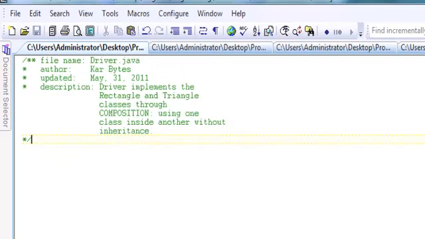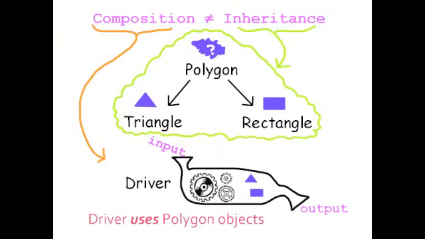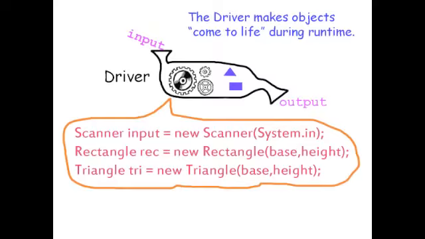Let driver be the class that implements rectangle and triangle. Since driver is not related to the Polygon family, it can only interact with the Polygon family members through composition. Composition is not the same thing as inheritance. Triangle and rectangle inherit Polygon's traits. Driver uses Polygon-type objects. A driver class can be thought of as an engine of a Java program. The driver creates objects by invoking the constructors of other classes.